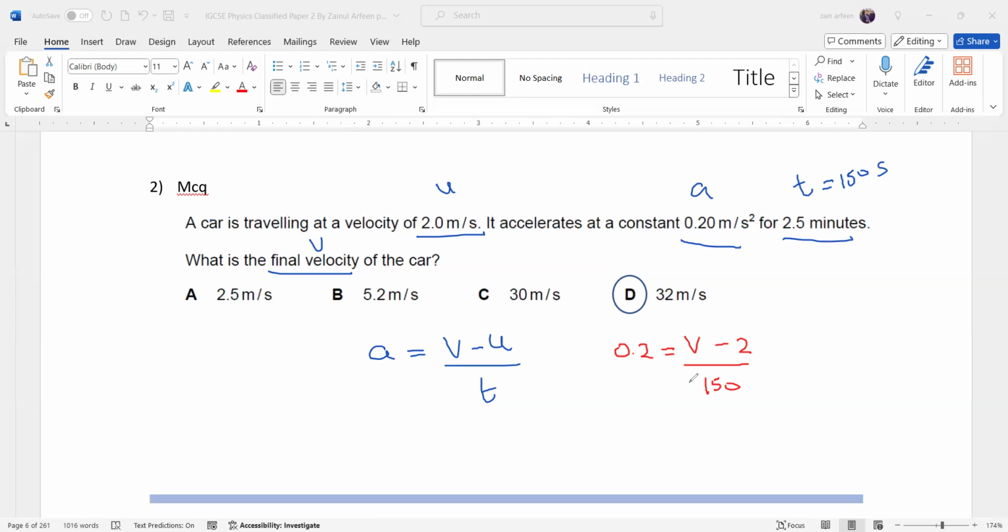So this 150 is divided on one side, on the other side it will be multiplied. So 0.2 multiplied by 150 is V minus 2. 0.2 into 150 makes 30. So 30 is V minus 2. 2 is subtracted, on the other side it will be added, so 30 plus 2 makes 32. That's why D is the right answer for this question.